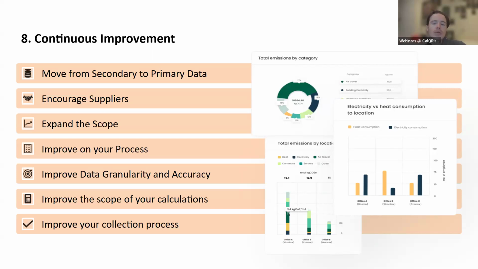Always look to improve on your process. That's your data collection process. That is your process of actually performing the calculations, doing your checks, making sure your reviews are in order. There's always a small change that will make it more efficient for you as a business, but it will also make it easier for you to ensure transparency and accuracy going forward. Encouraging your suppliers and moving from secondary to primary data is effectively improving data granularity and accuracy. Always look for the best available data set that you can, and then improve your process everywhere.